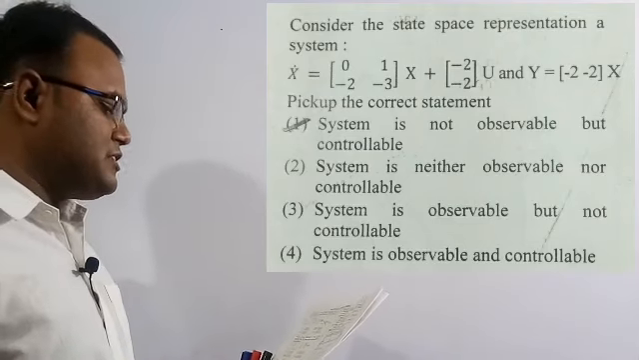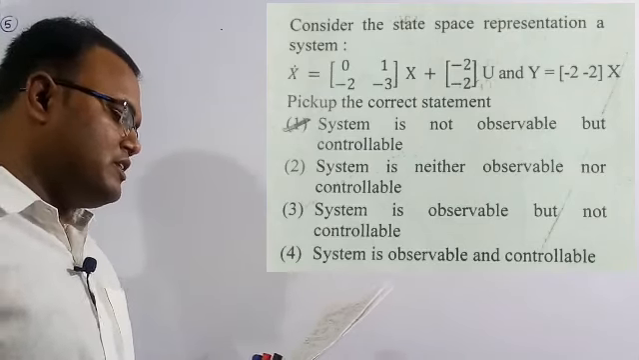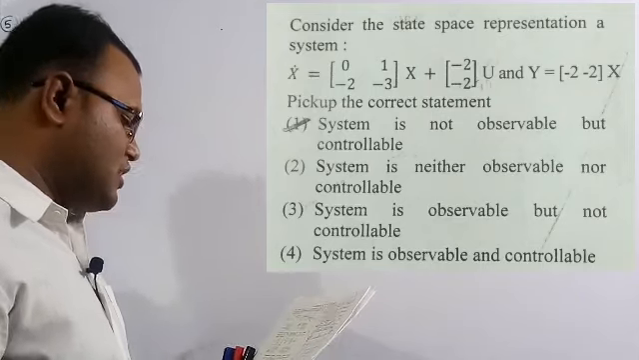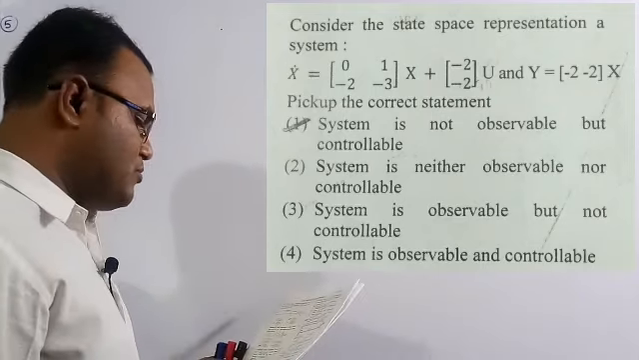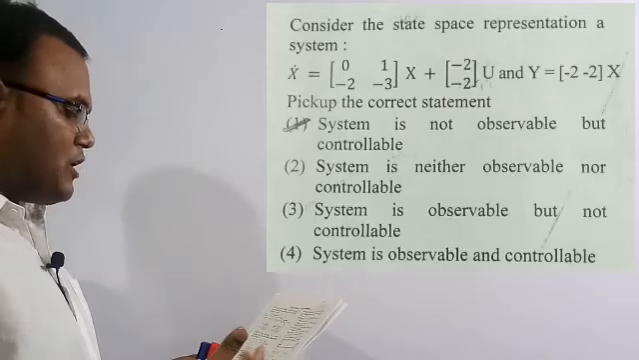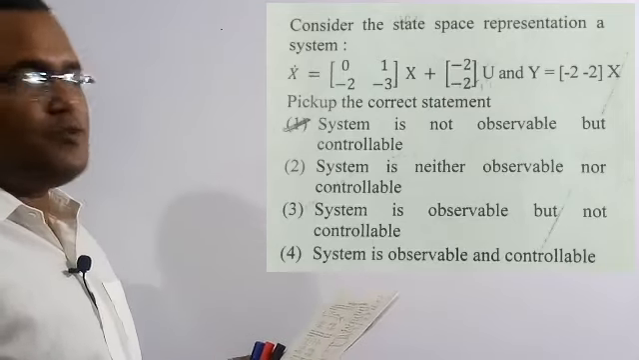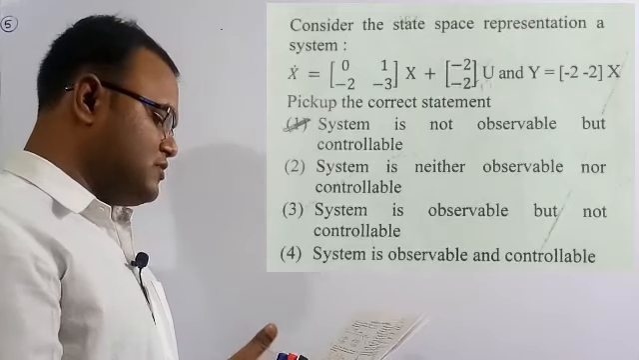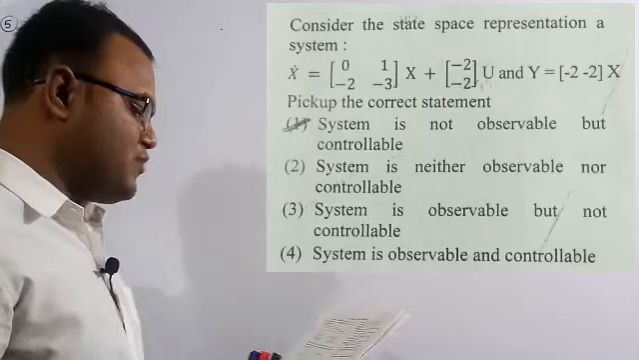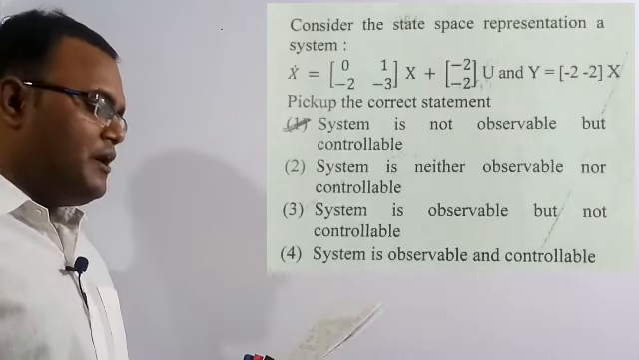The first option is system is not observable but controllable. System is neither observable nor controllable. System is observable but not controllable. System is observable and controllable. After reading the four options, we need to find whether the system is observable or controllable. Out of these four options, option A is the correct answer. Means the first option is correct: the system is not observable but controllable.